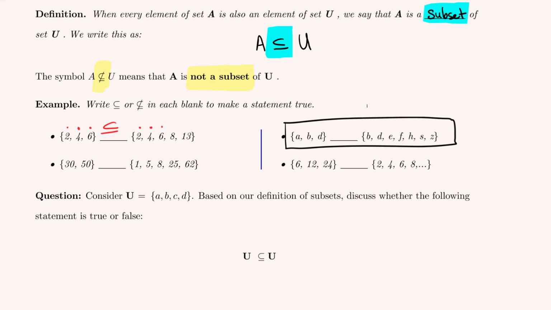Now I'd encourage you to pause the video and attempt this example. Begin by checking: is every element in the first set part of the second set? If that's true, then subset applies. If even one thing fails, then it's not a subset.